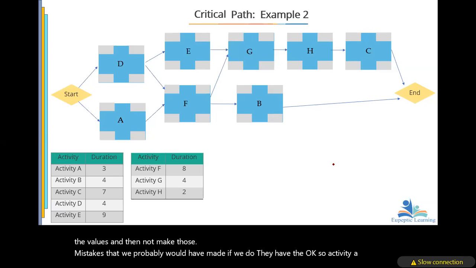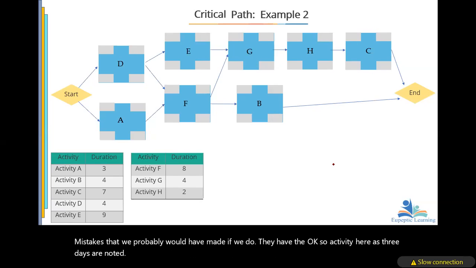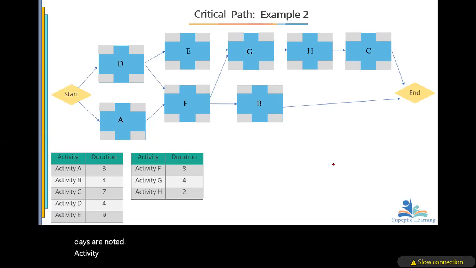Is that not it? Yeah. Activity B is 4 days, right? Yes, activity B is 4 days. Activity C is 7 days. Activity D is 4 days. And then E is 9 days. F is 8 days, and all that.